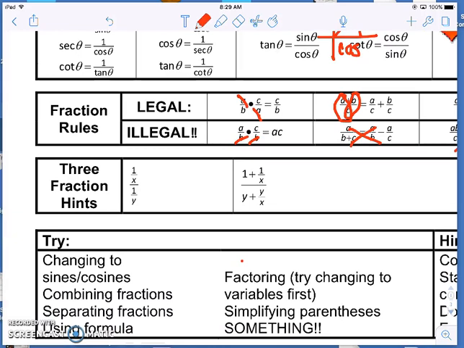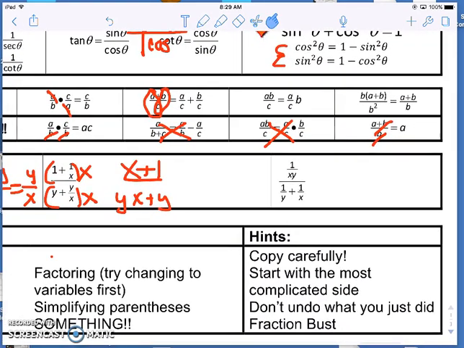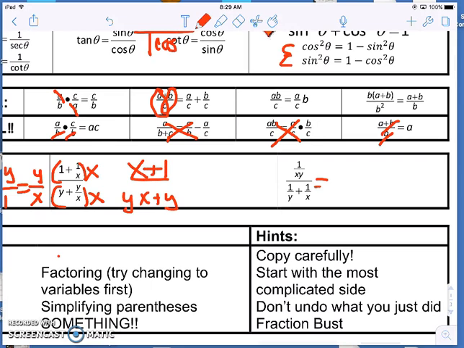So a couple of fraction hints. If you're dividing fractions, you keep the numerator, multiply by the reciprocal. So that's equal to y over x. If you have some messy fractions, we could fraction bust the top and the bottom. So this would be x plus 1. This would be yx plus y. And then this last one here, what's our fraction that we're going to fraction bust it by? We could multiply by xy, multiply by xy. So this would just be 1. This would just be divided by x plus y.